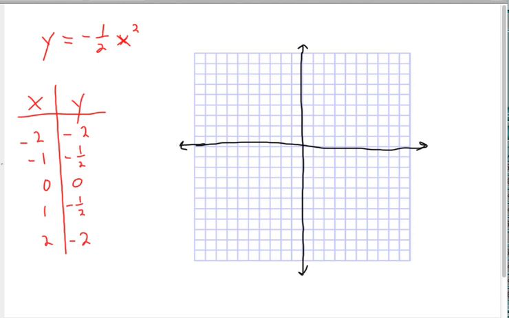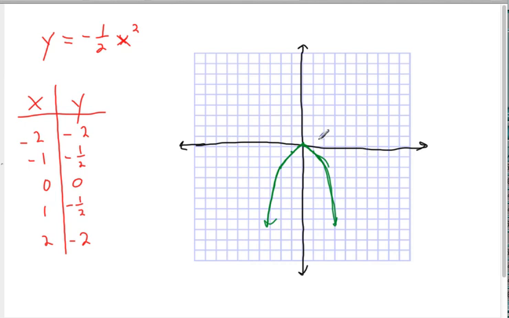Alright, so if I was going to graph this, we got -2, -2, -1, -1/2. That's about right here. 0, 0, 1, -1/2, and then 2, -2. Okay, so this one's much wider. That's because it's a fractional number less than 1, so it's even going to be wider than the parent function, as opposed to the narrow graph we had last time. It's not a perfect curve there, but you get the idea.